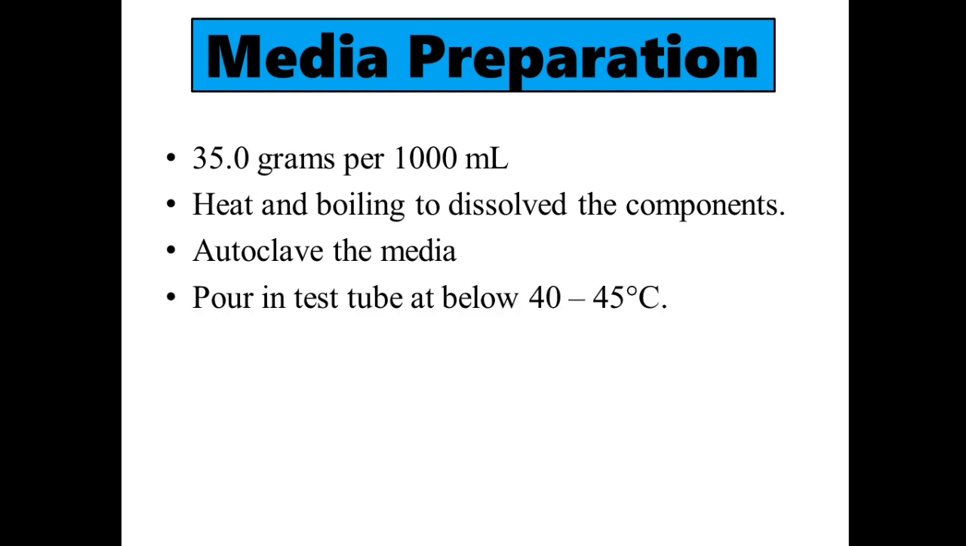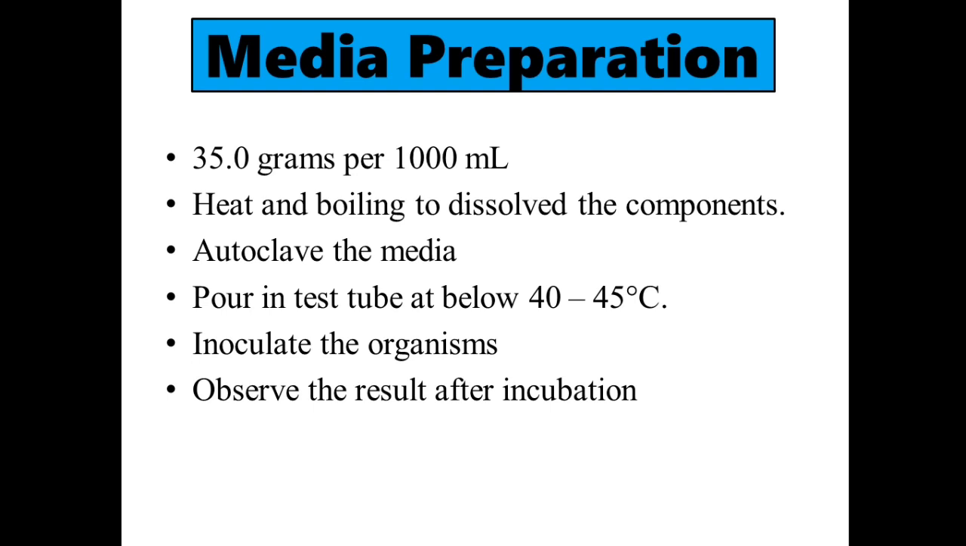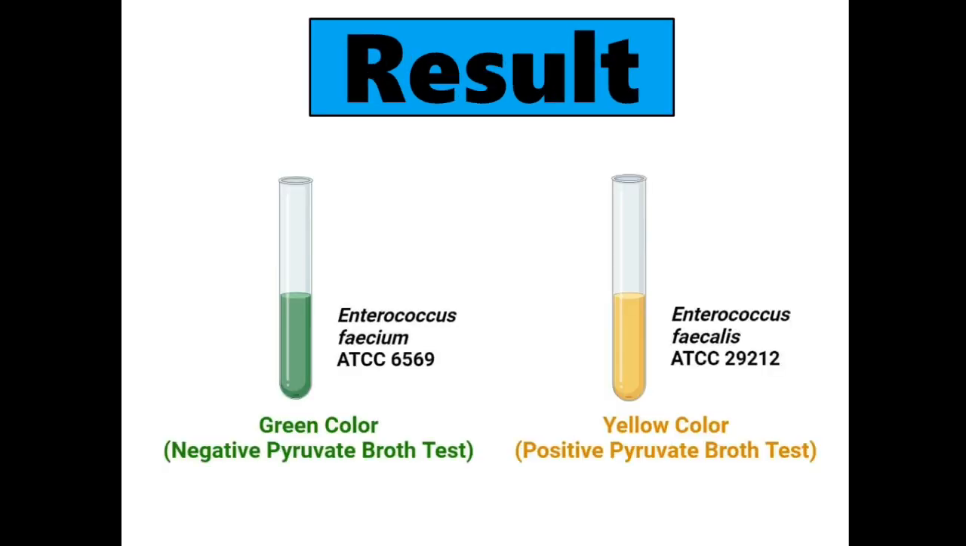Next, once the autoclaving is done, we wait for the media to cool down to 40 to 45 degrees Celsius. Then we pour it into the test tubes. After that, we inoculate the tubes with the organism we want to identify. After that, we incubate the test tubes, and after 24 hours of incubation, we check the result. As you can see, this is the result observation.